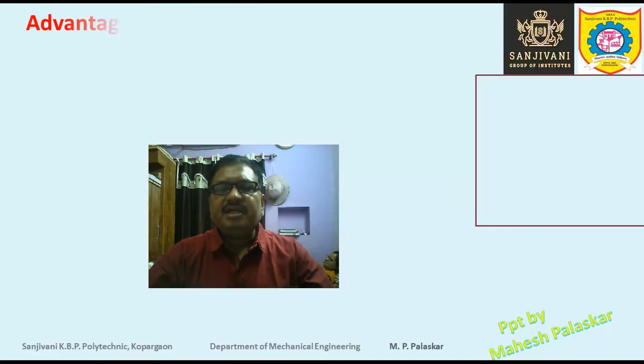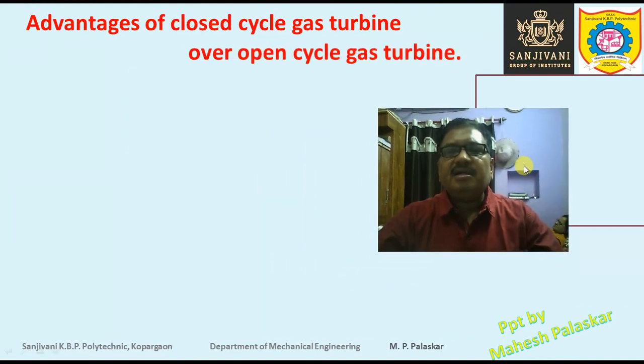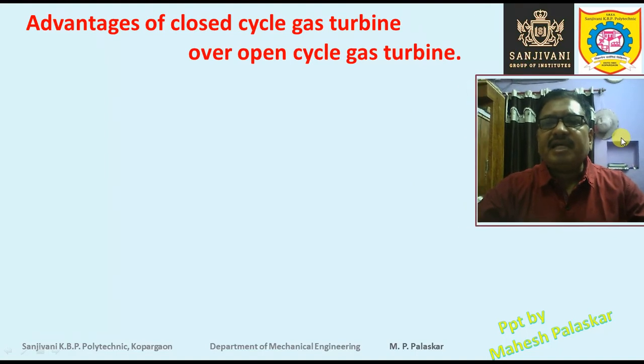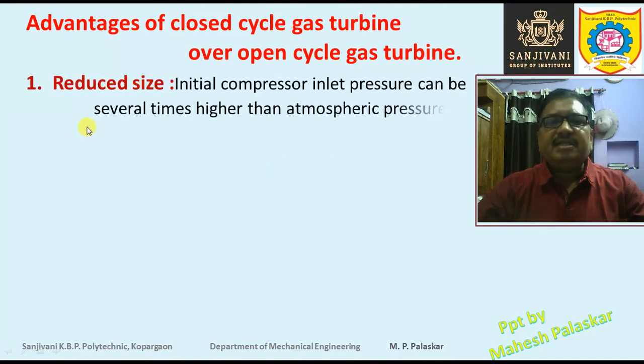So thus we have studied the points of differences between the open cycle and closed cycle gas turbine. Now we can talk about the advantages of the closed cycle gas turbine over the open cycle gas turbine. Reduced size. The size of the closed cycle gas turbine is smaller because initial compressor inlet pressure can be several times higher than the atmospheric pressure.